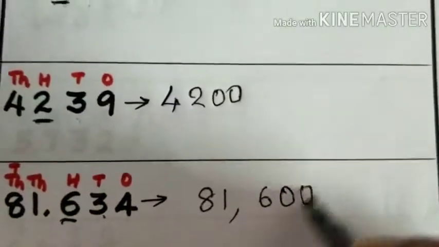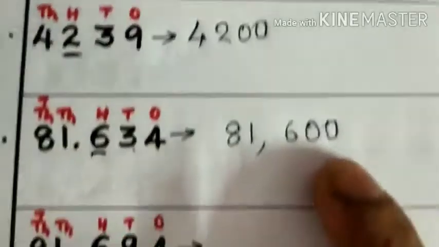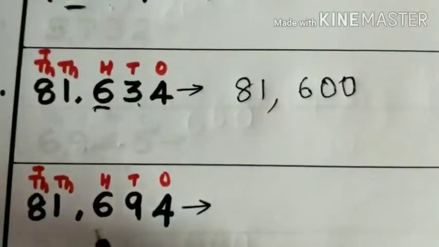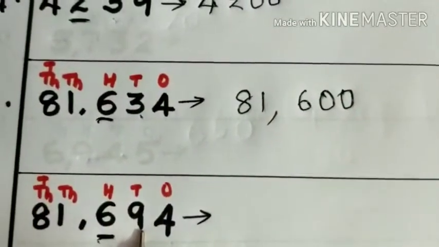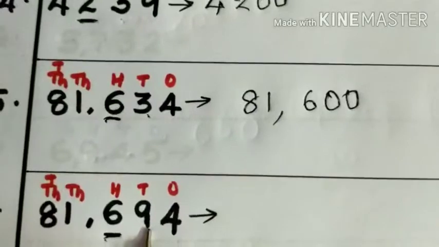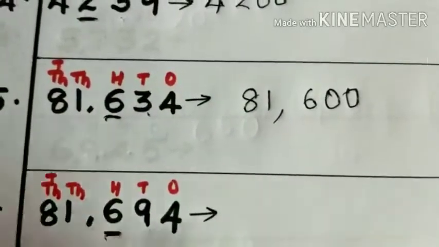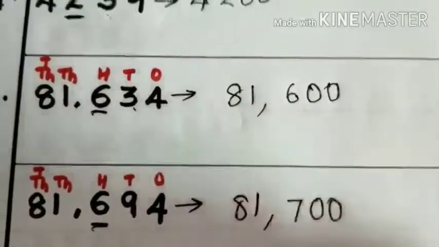81,600. 81,634 rounded down to 81,600. Underline the hundreds place digit. Ones, tens, hundreds. 6. Next digit, tens place digit, is 9. 9 is greater than 5. So 6 will change and become 7. 81,700.